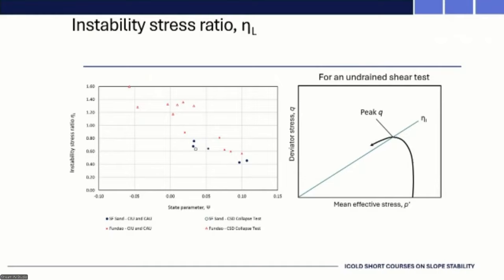And it includes isotropically consolidated, anisotropically consolidated, and what we call the CSD, constant shear drained test. That's analogous to a phreatic surface rising, where you're increasing the pore pressure, decreasing the mean stress until you hit the instability line. And you'll see that the higher the state parameter, the lower the instability ratio at which you trigger that failure. So again, how far away you are from that critical state line determines the peak strength that can get mobilized.